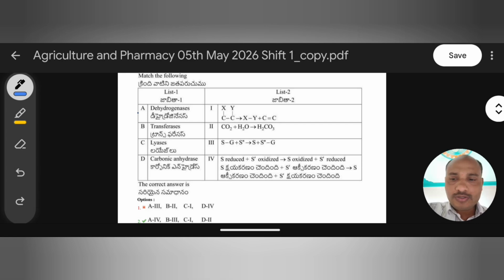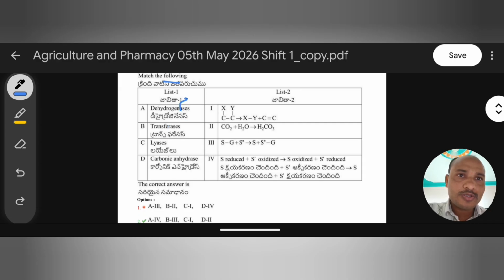So next one, 29th question here. Match the following. In list 1, various different types of enzymes and their functions, that means their important role, are given. So these are questions framed from enzymes and their classification. Let's start. Some explanation on dehydrogenase enzyme, transferase enzyme, lyase enzyme, carbonic anhydrase.